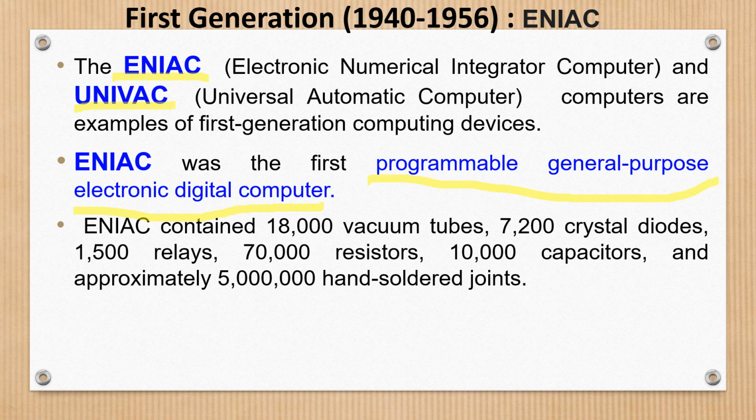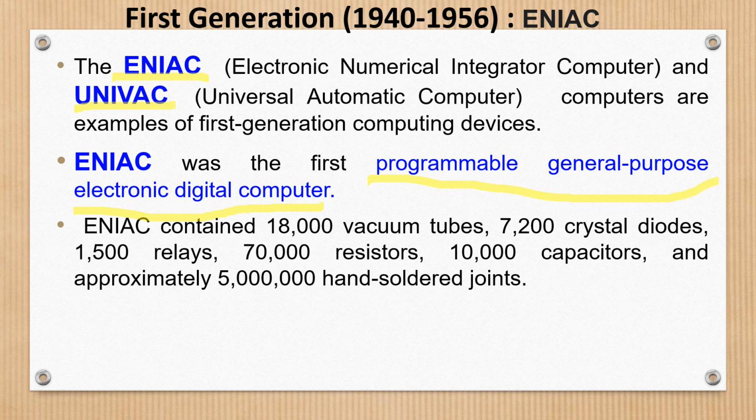You should know which was the first programmable general purpose computer. It's ENIAC, and ENIAC itself used around 18,000 vacuum tubes, 7,200 crystal diodes, 1,500 relays, 70,000 resistors, and 10,000 capacitors.